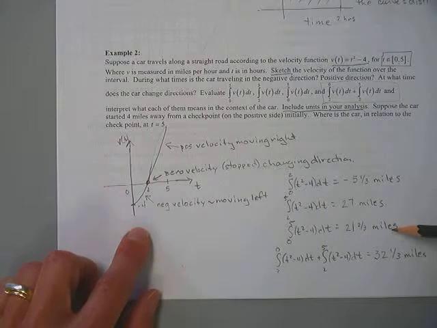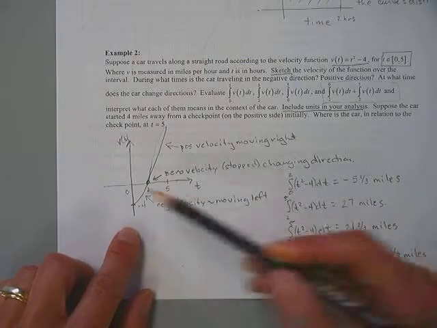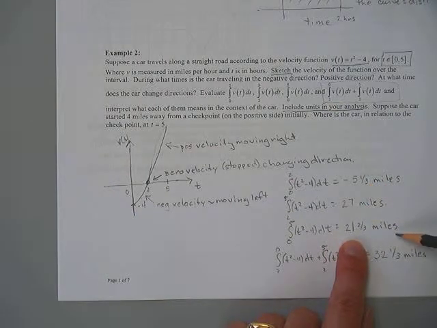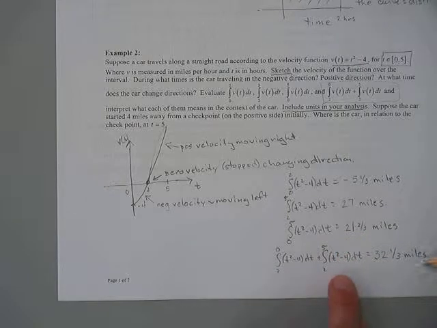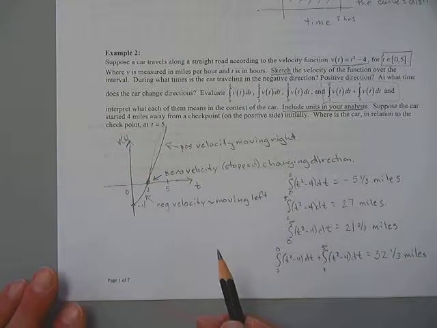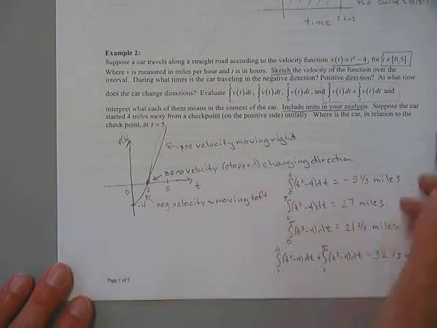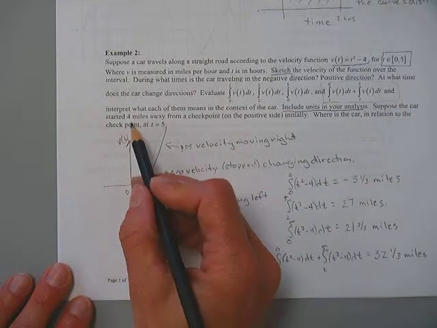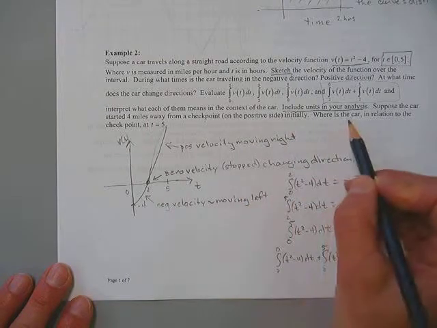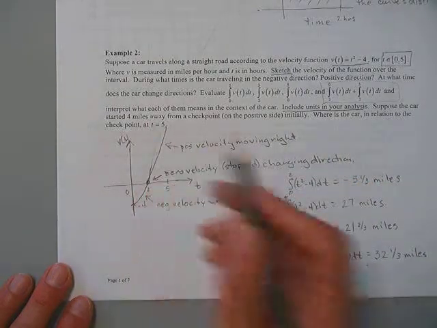This one right here says that during this whole time, if you take a look at these two right there, you've gone a net distance of 21 2/3 miles to the right. And then the total distance that your car has traveled is 32 1/3 miles. If I had to draw a picture, it says right here, now suppose the car started 4 miles away from a checkpoint on the positive side initially. Where's the car in relation to the checkpoint at t = 5?